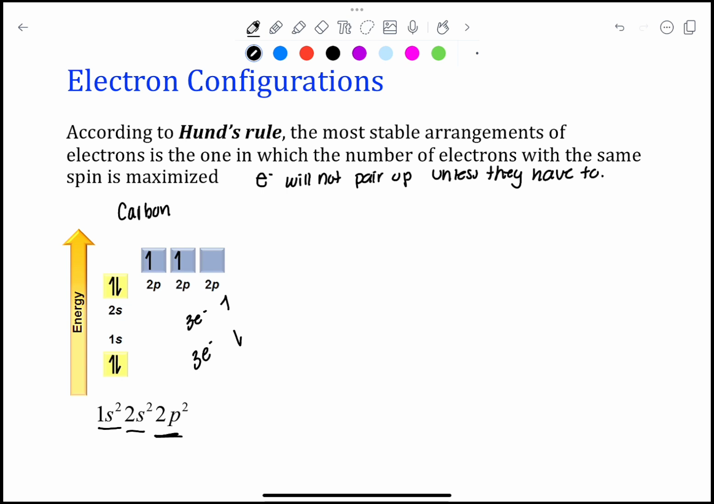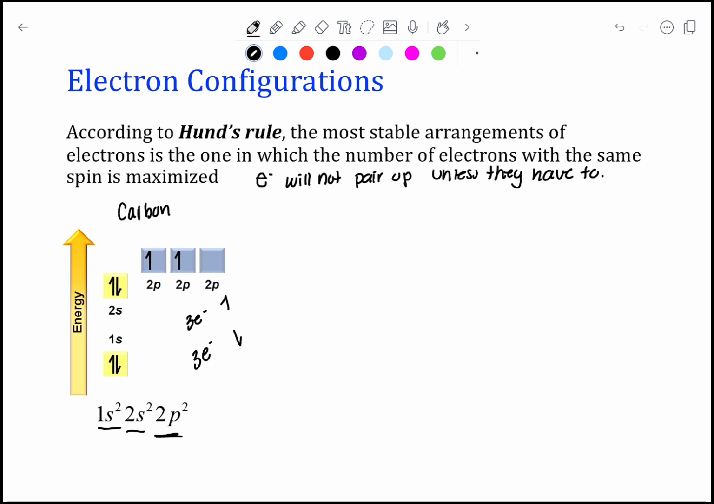When I was learning this in chemistry in high school, my teacher made a really nice comment about this. She said Hund's rule is like when you're getting on a school bus. You each sit in your own seat until there's no more empty seats available, then you have to start pairing up. Electrons do the same thing. So we put electrons into the boxes with the same spin first, and then we only pair up when we don't have any orbitals left that don't have any electrons in them. So electrons will not pair up unless they have to.